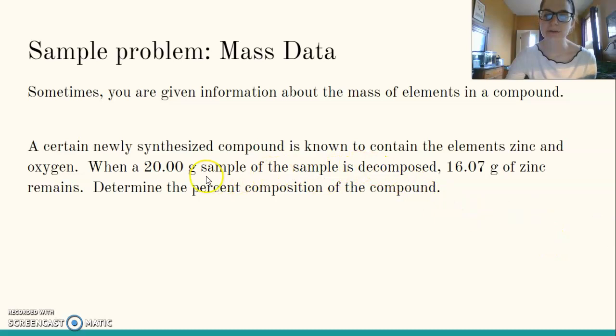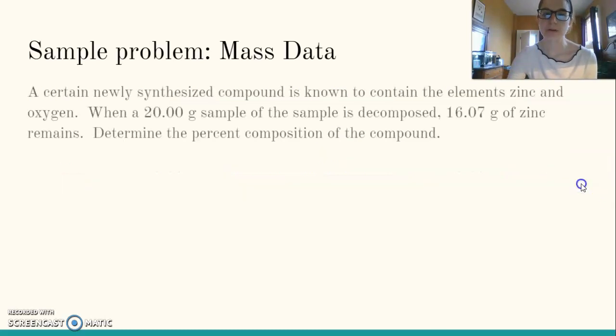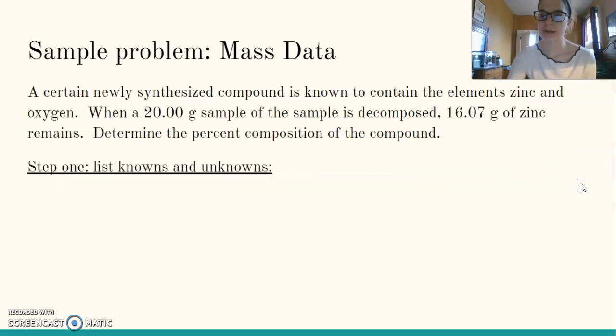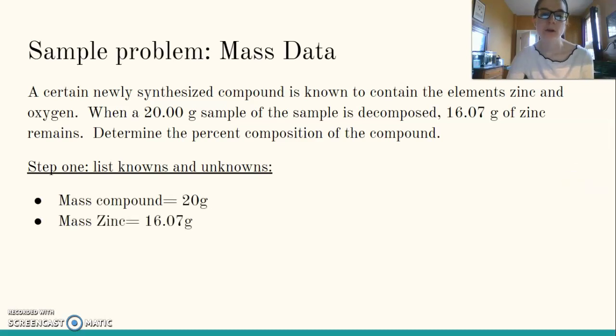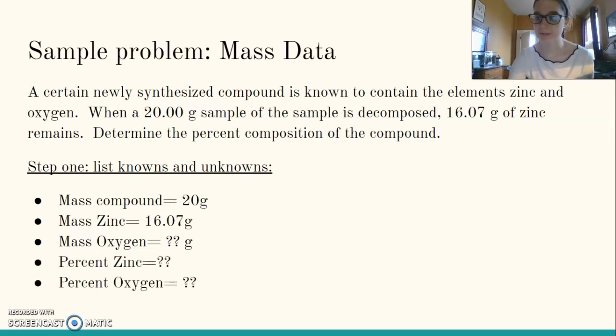And whenever it asks for a percent composition, usually it's asking of all elements in the compound. If it just wants to know about one element or a few elements, it would specifically list out what elements it's looking for. So the first step in this is to list our knowns and unknowns. Given the problem, we know that we have 20 grams of a sample, so that's the mass of our compound. We know that we have 16.07 grams of zinc. The mass of oxygen isn't explicitly given in the problem, so I'm including that as an unknown. We don't know the percent zinc, and we do not know the percent oxygen.